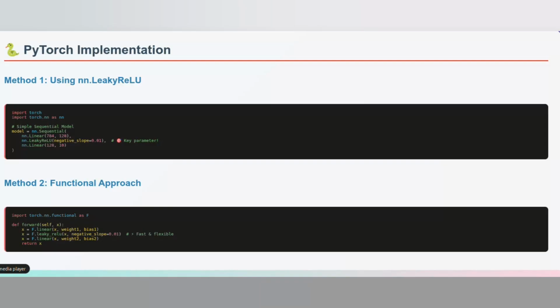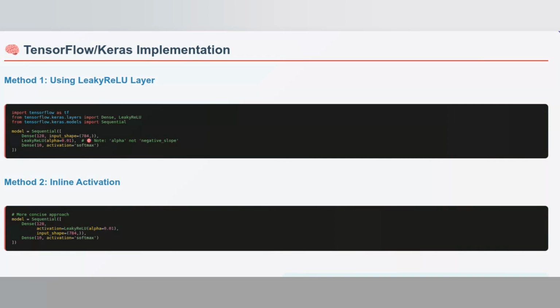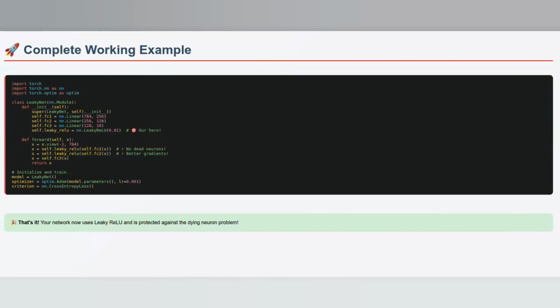All right, enough theory. Let's see how to implement Leaky ReLU in popular deep learning frameworks. PyTorch. In PyTorch, it's incredibly simple. The negative slope parameter is our alpha value. Simple as that. TensorFlow, Keras. In TensorFlow and Keras, it's equally straightforward. Here's a complete working example. And that's it. Your network is now using Leaky ReLU and should be more robust to the dying ReLU problem.